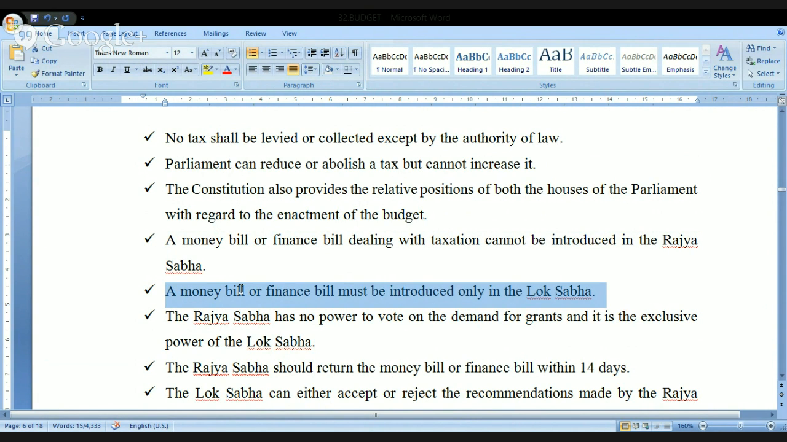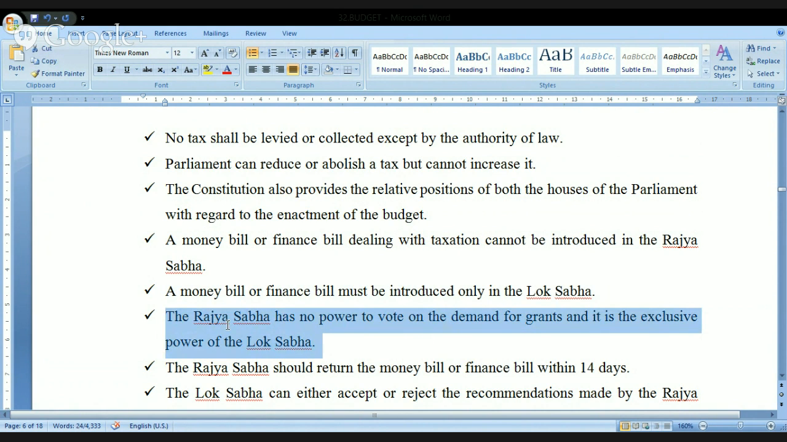Kindly, sir, let me give a little clarification here. You are coming across two words. One is money, second one is finance. Generally, they look alike, they sound alike, the meaning may be alike. But whenever we are talking about the money bill, it is the bill which is meant for the expenditure. And when we talk about the finance bill, that is a bill which we are talking about in terms of the income. Next one. The Rajya Sabha has no power to vote on the demand for grants, and it is the exclusive power of the Lok Sabha. Next one.